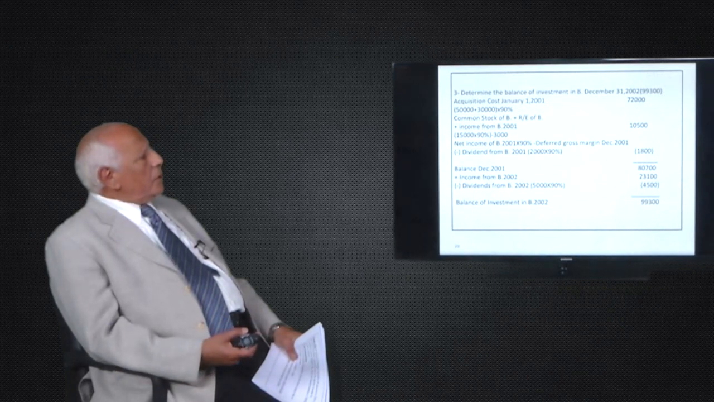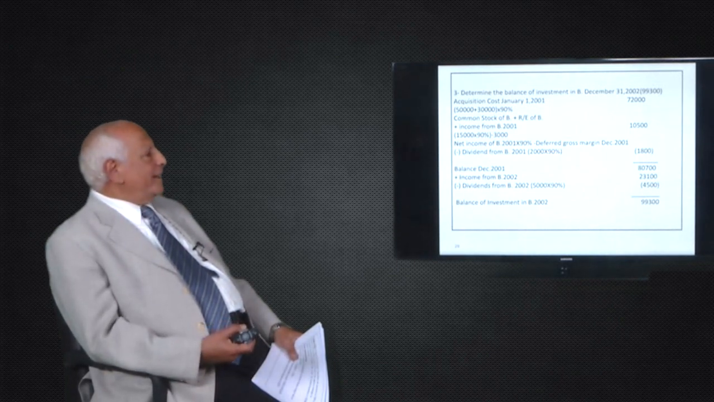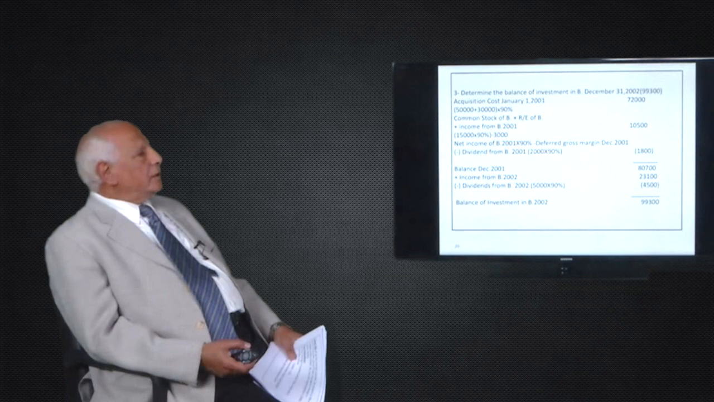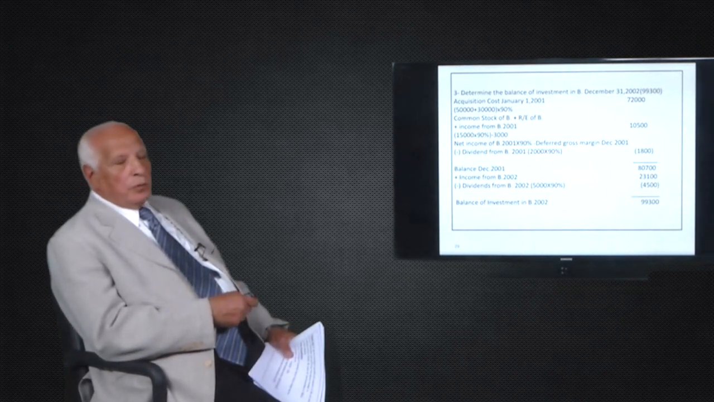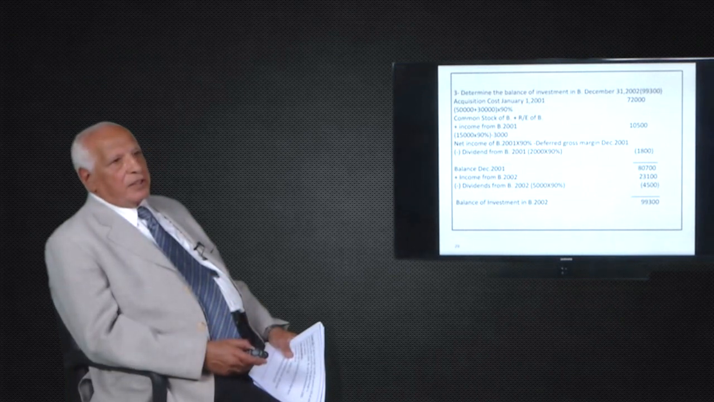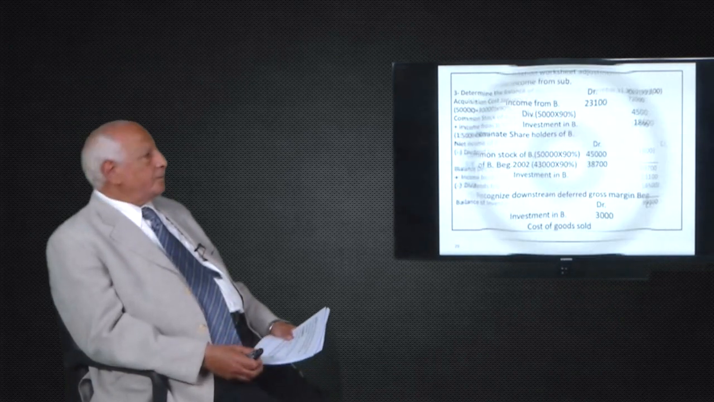I ask you, show me the balance 2002. That means you need to continue. Add again income from B, 23,100. Deduct the dividend for 2002, 5,090, give you this one. At the end, you need to come to this amount, 99,300. You have to do this again many times to understand. Remember this one here, 2 years. Why 2 years? Because the date of acquisition was January 1st, 2001, and I ask you for 2002. Okay, let's continue.